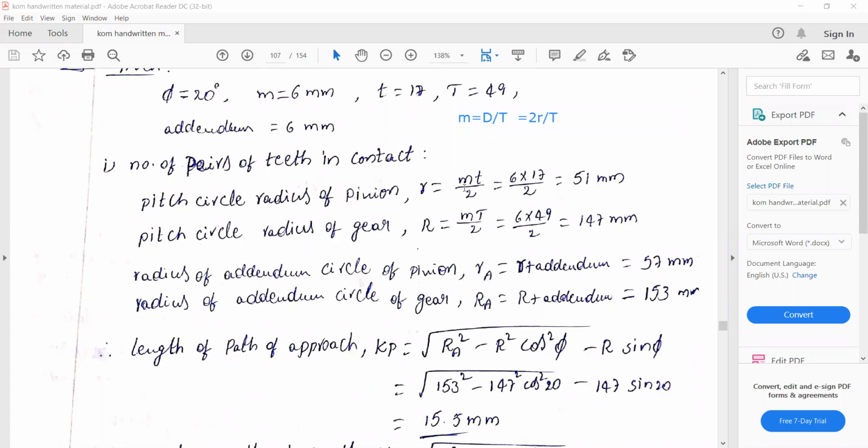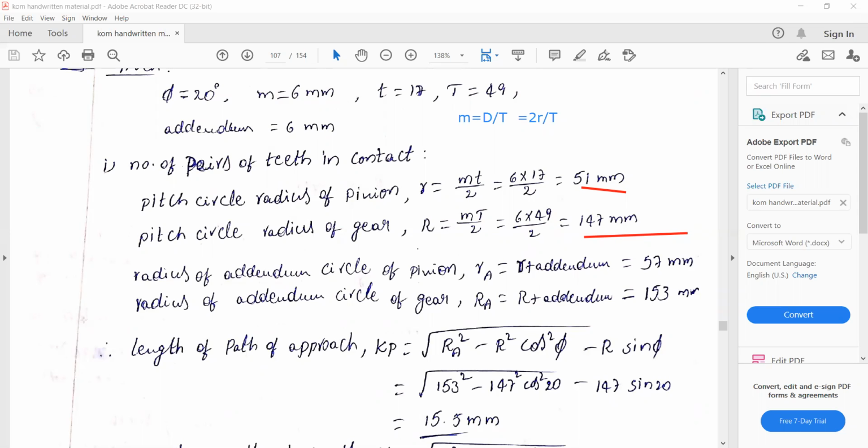Now m is there and t is there. Just substitute the values and we get 51 mm. Similarly, to find the pitch circle radius of the gear wheel, capital R equals m capital T by 2. Then the value is 147 mm.